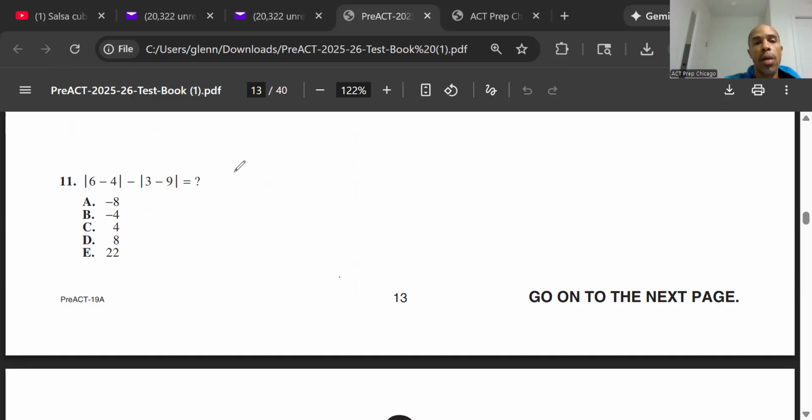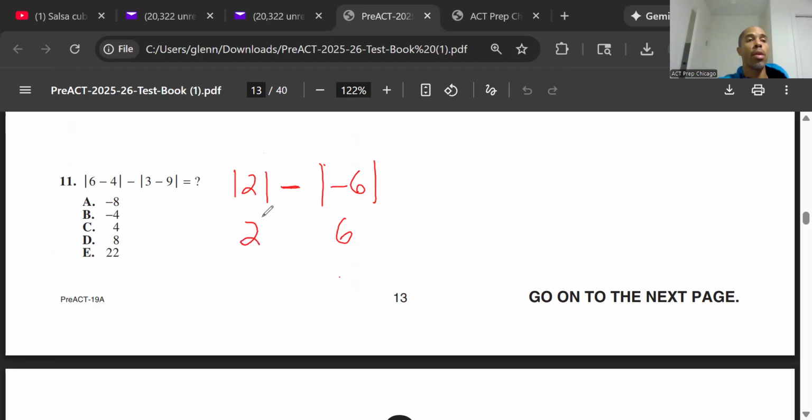So when we do 6 minus 4, we get the absolute value of 2. There's a subtraction sign. We do 3 minus 9, we get the absolute value of negative 6. So we do those first. We do 6 minus 4 first. We do 3 minus 9 first. Then if we get negative values like here, absolute value of -6 turns to 6. Absolute value of 2 stays 2.